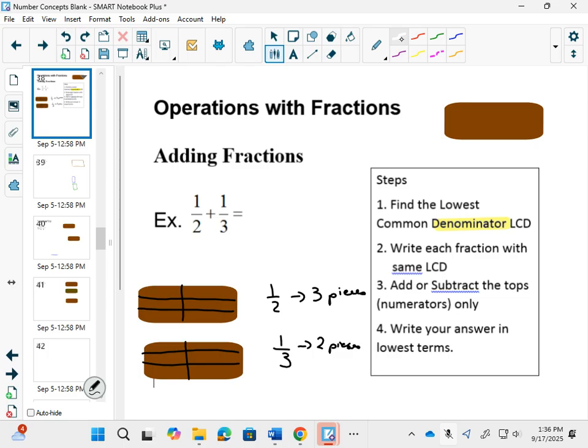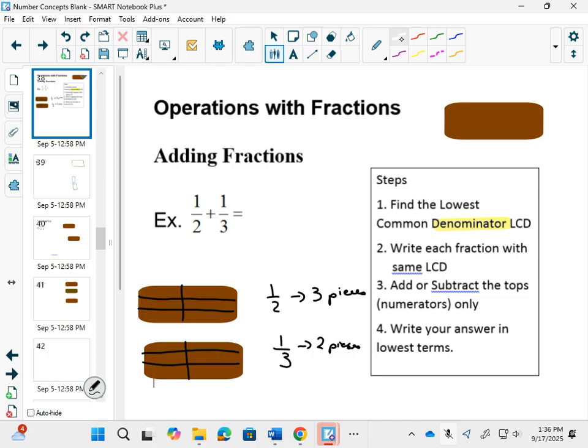So that'd be 3 over 2. Okay? Half of the chocolate bar is 3 pieces. A third of the chocolate bar is 2 pieces. If I had a third of the chocolate bar and a half of the chocolate bar and I added that together, how many pieces would I have? Now the math gets really easy. If I have 3 pieces and I add 2 pieces, how many pieces do I have? 5. Right? That math seems really easy.